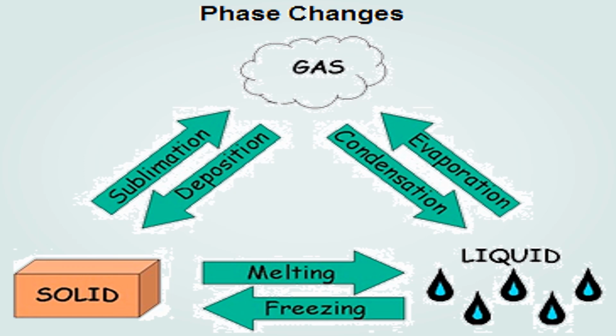In conclusion, phase changes involve three states of matter: gas, solid, and liquid. In melting, evaporation, and sublimation, the substances absorb energy from the surroundings, which enables the change to occur. Energy goes into or enters the substance, therefore the surroundings are cooled. In freezing, condensation, and deposition, the substance releases energy into the surroundings, enabling the change to occur.